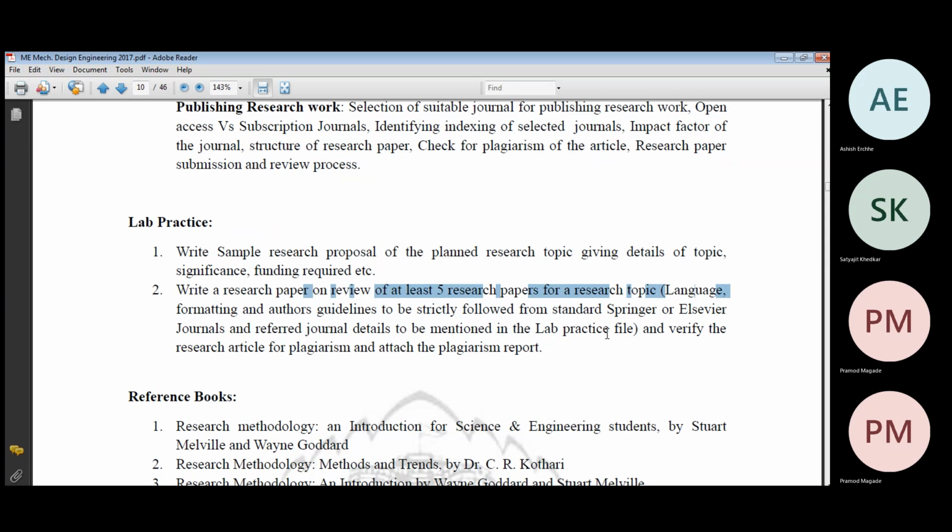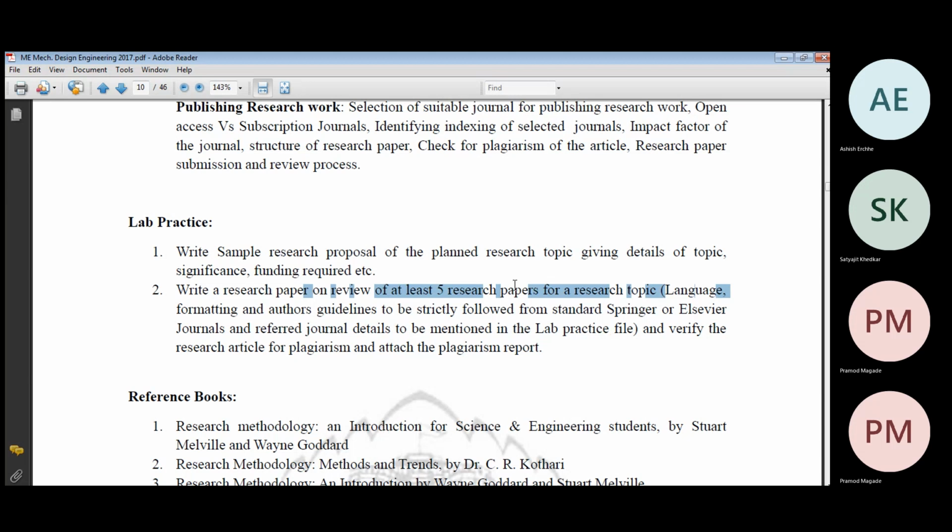Now, if anyone has any research topic currently available from your end, then let me know, because right now one of the conferences is going on in COEP. We can apply there and we can publish our review paper also. But for that, the formatting and the research paper collections are required. So if you want the information, you can directly contact me. This is one kind of lab practice mentioned by the university.